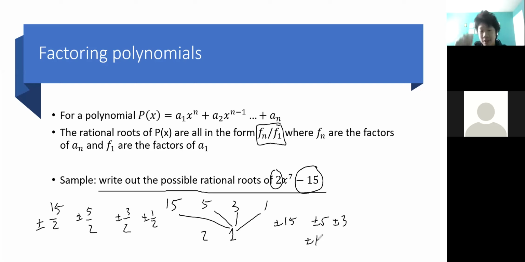Any questions here? So basically, we take all the factors of the last term, all the factors of the first term, and we pair them together, dividing, and take the plus minus of those because we can have negative factors. So in this case, we had 8. No, not 8, 16, because we have plus minuses. All right.